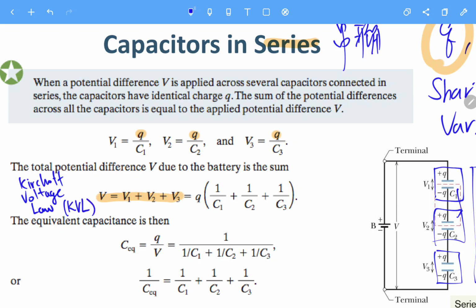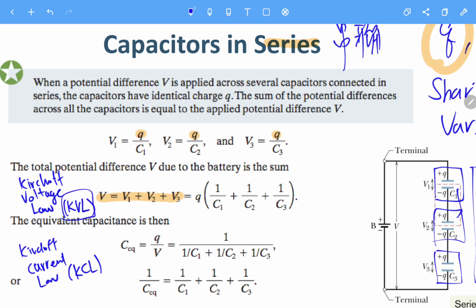And another one is called Kirchhoff Current Law, C-U-R-R-E-N-T. In short, we call it KCL, not the KCL in the chemistry class, not the potassium chloride. This is Kirchhoff Current Law in circuit theory. So here we will use KVL.